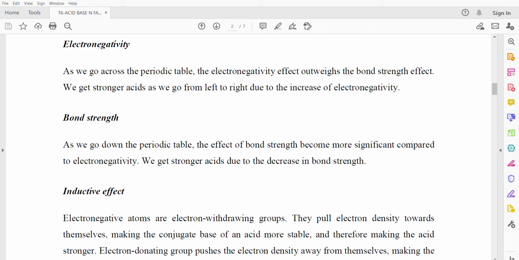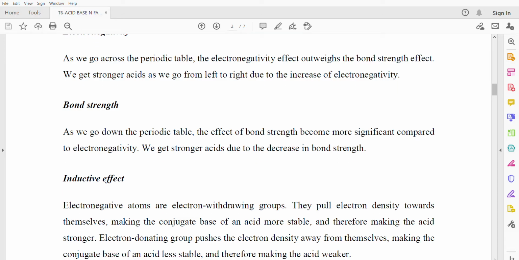as we go down the periodic table, if we take the example of halogens, hydrogen fluoride is not as strong an acid as hydrogen iodide is. Here electronegativity is not playing the main role, here size is playing a significant role. As we go down the periodic table, the effect of bond strength becomes more significant as compared to electronegativity.